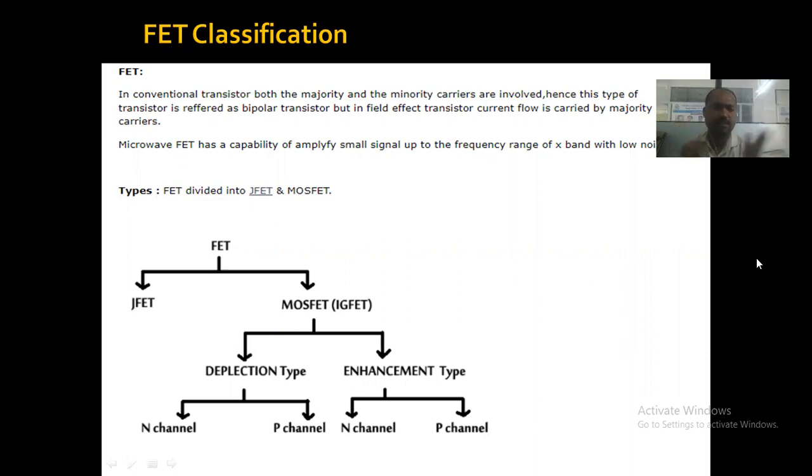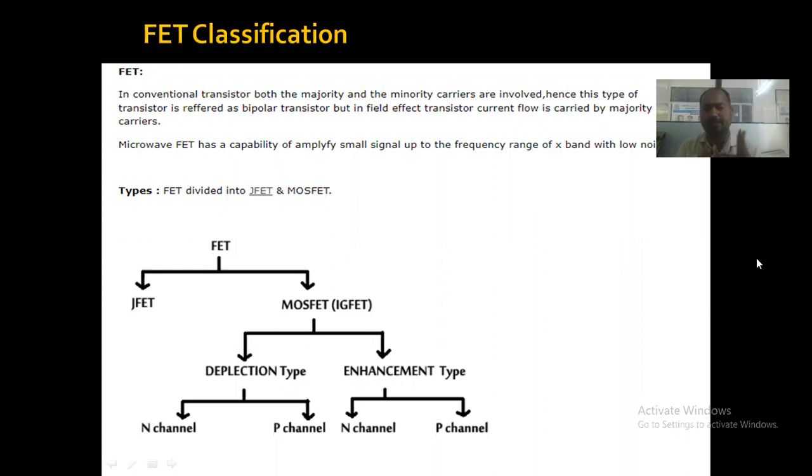Okay. See, types of FET are divided into JFET and MOSFET. FET indicates field effect transistor, right? It has two types: one is JFET, the other is MOSFET. JFET indicates junction field effect transistor, and MOSFET is called metal oxide semiconductor field effect transistor, right?